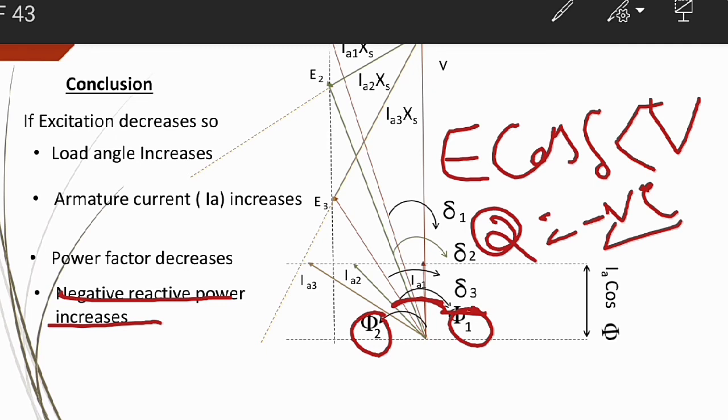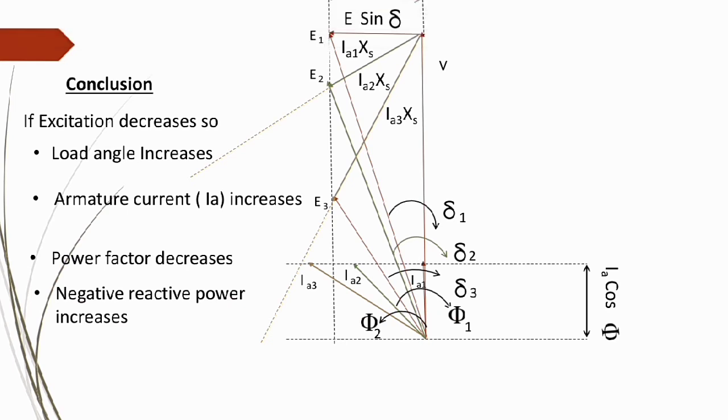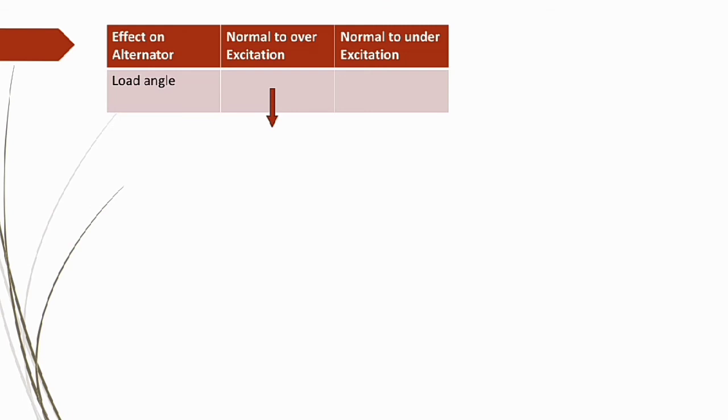So through this way you learn how we do the excitation, and how the variation of excitation occurs. At the last we take the effect on the alternator. Here we will see the load angle. In normal to over excitation, the load angle will decrease, and in normal to under excitation, the load angle will increase.